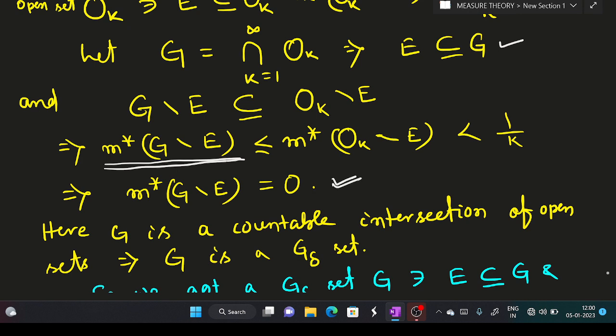Hence it is proved. So what we got here is that G is a countable intersection of open sets. Hence G is a G delta set.